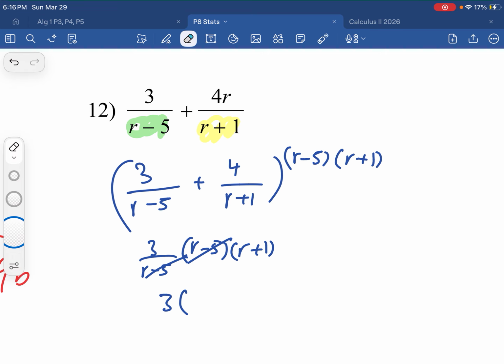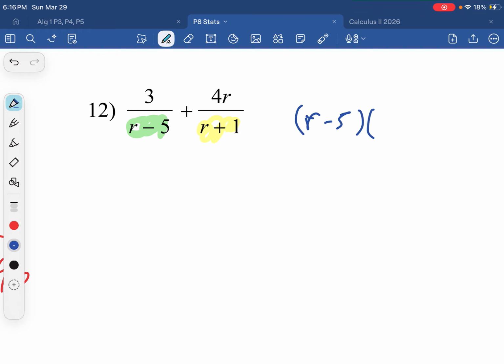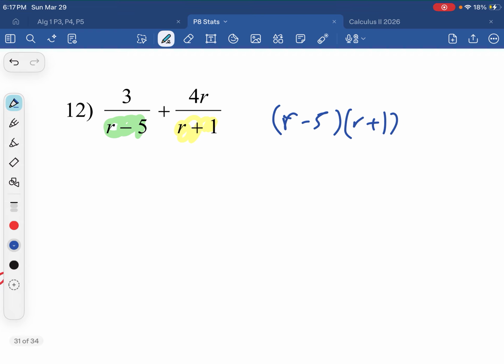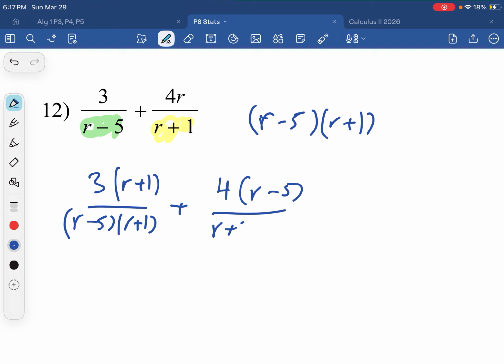Let me back this one up a little bit. So I want a common denominator. There's going to be r minus 5 times r plus 1. So to have r minus 5 times r plus 1 in this first rational expression, I'm multiplying by r plus 1 in the numerator and r plus 1 in the denominator. The same thing, I would have 4 times r minus 5 divided by r plus 5 times, r minus 5.